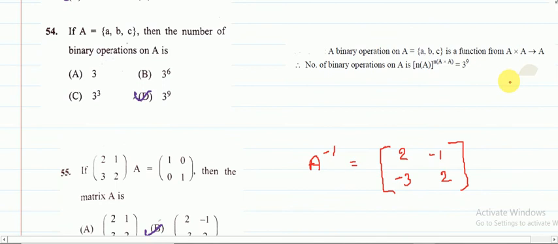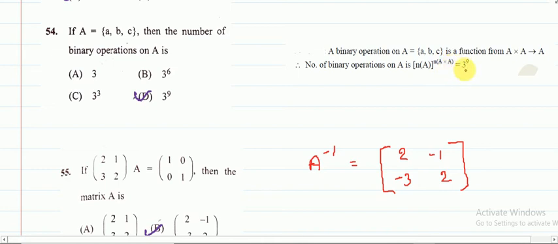Next, if A is equal to {a, b, c}, then the number of binary operations on A. Binary operations are nothing but functions. Therefore, the number of functions from A cross A, which contains 3 elements each, to A, that is 3 elements to 3 elements. Therefore, n of A raised to n of A cross A it will be.